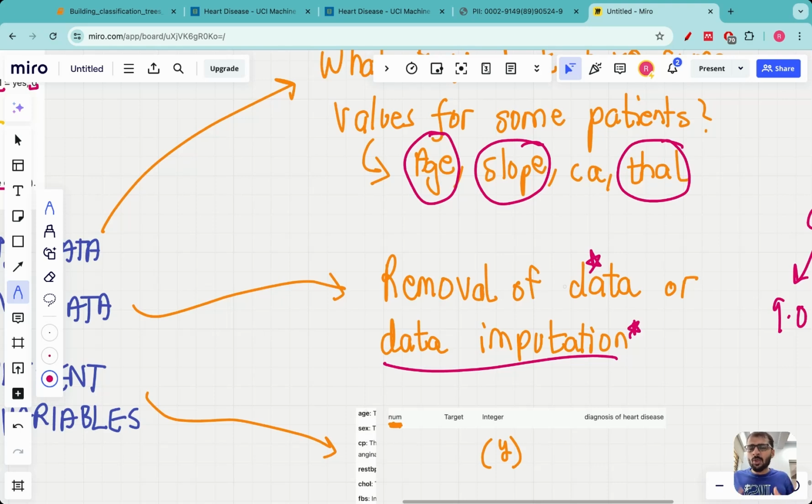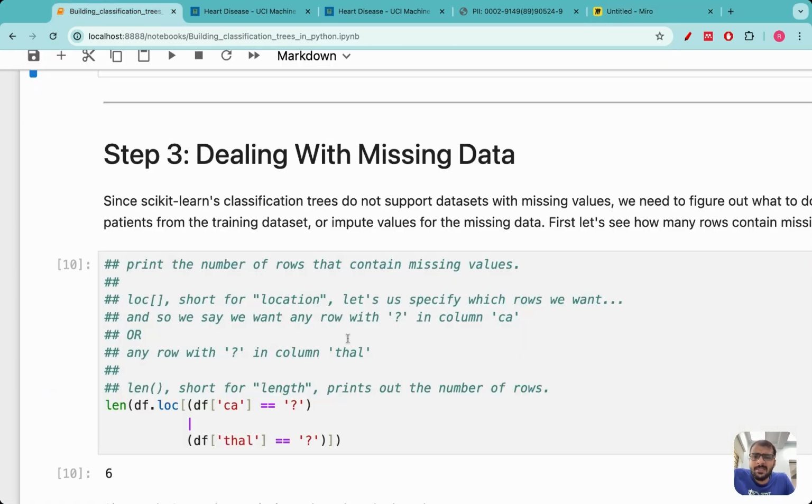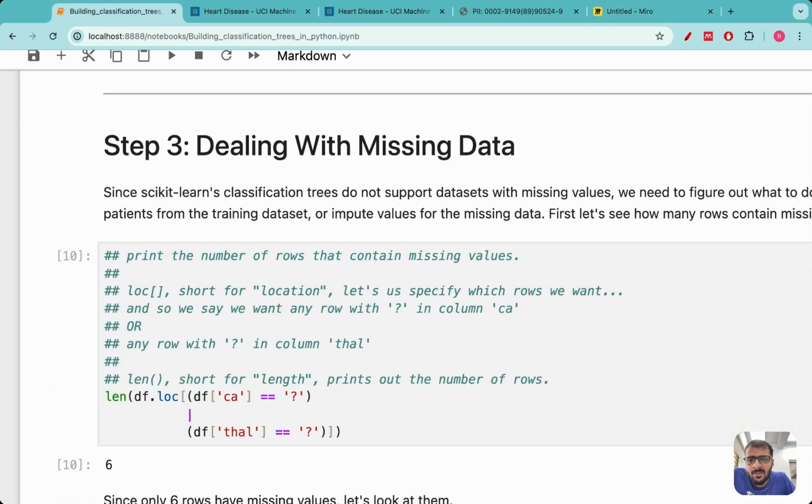If it's just 1% or 2% or 3%, we can just remove it because it does not matter. We can retain the remaining 96 or 98%. But if it's 10 or 15%, then we definitely have to impute the data. So let's get started with dealing with the missing data.